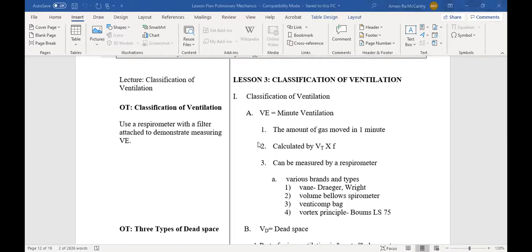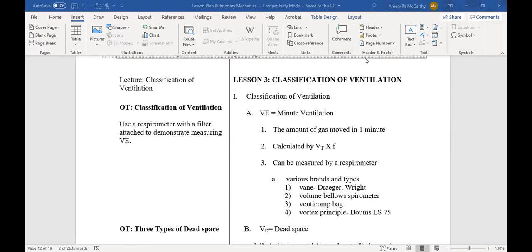Now, I'm going to show you, first of all, the first thing they're going to talk about is something called minute ventilation. That is the amount of gas that goes in and out of the lungs in 1 minute. And this will be on that whiteboard that I gave you. All these formulas are on that whiteboard. But minute ventilation means you have to have frequency and tidal volume. Minute ventilation is V with a dot in the middle and an E.